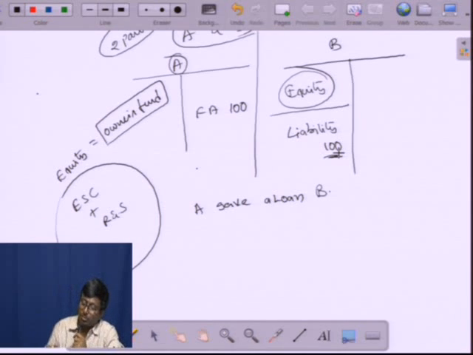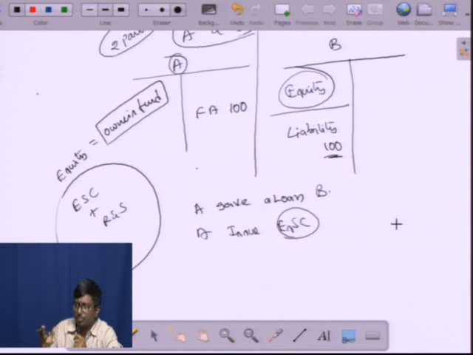Good. Suppose A Limited issued equity share capital. Now look at this transaction. Whoever purchased it, you are the holder of the equity share capital issued by company A. What is it for you? It's an investment. Is it an investment in equity share capital or not?